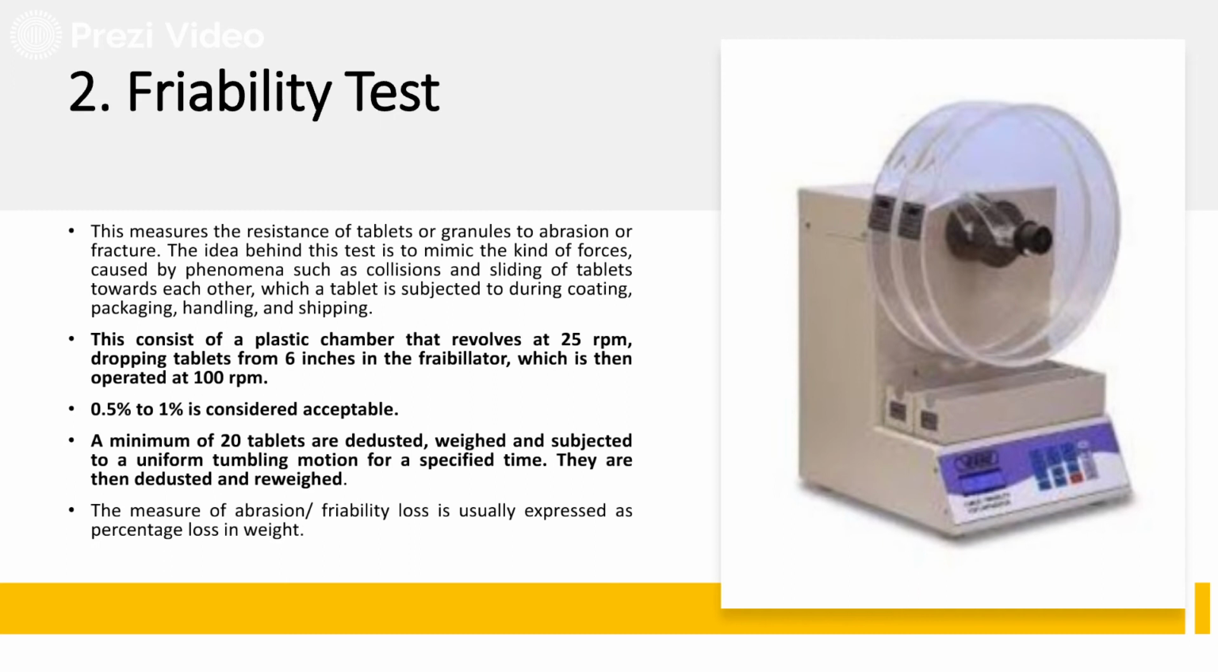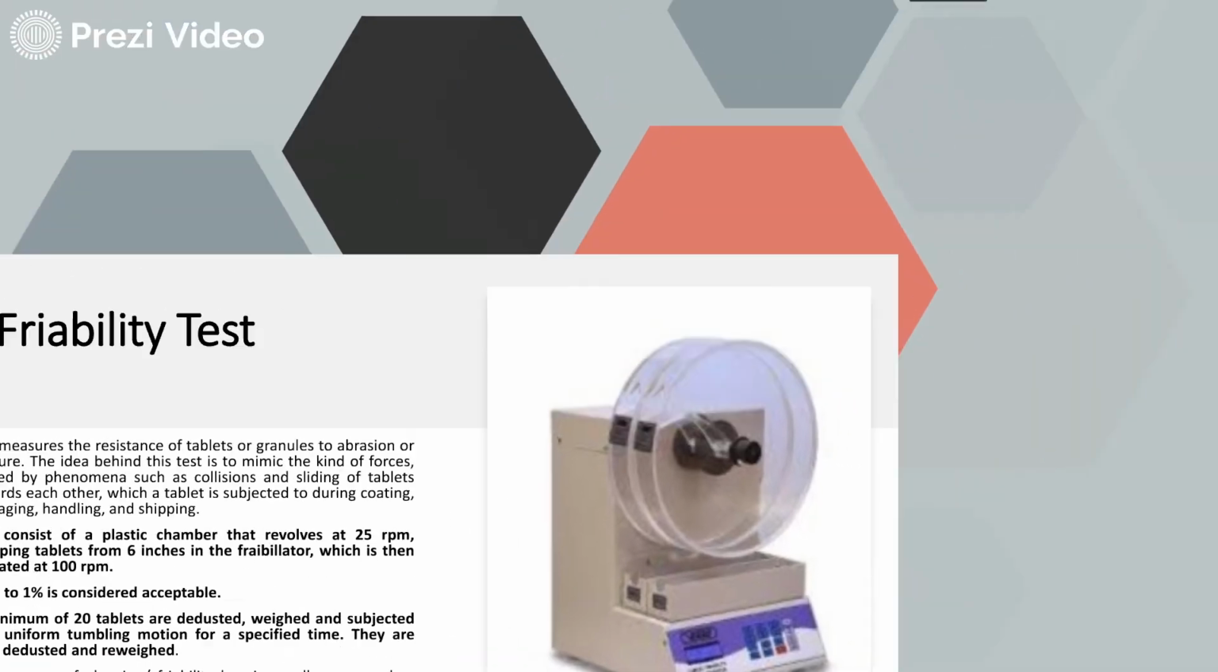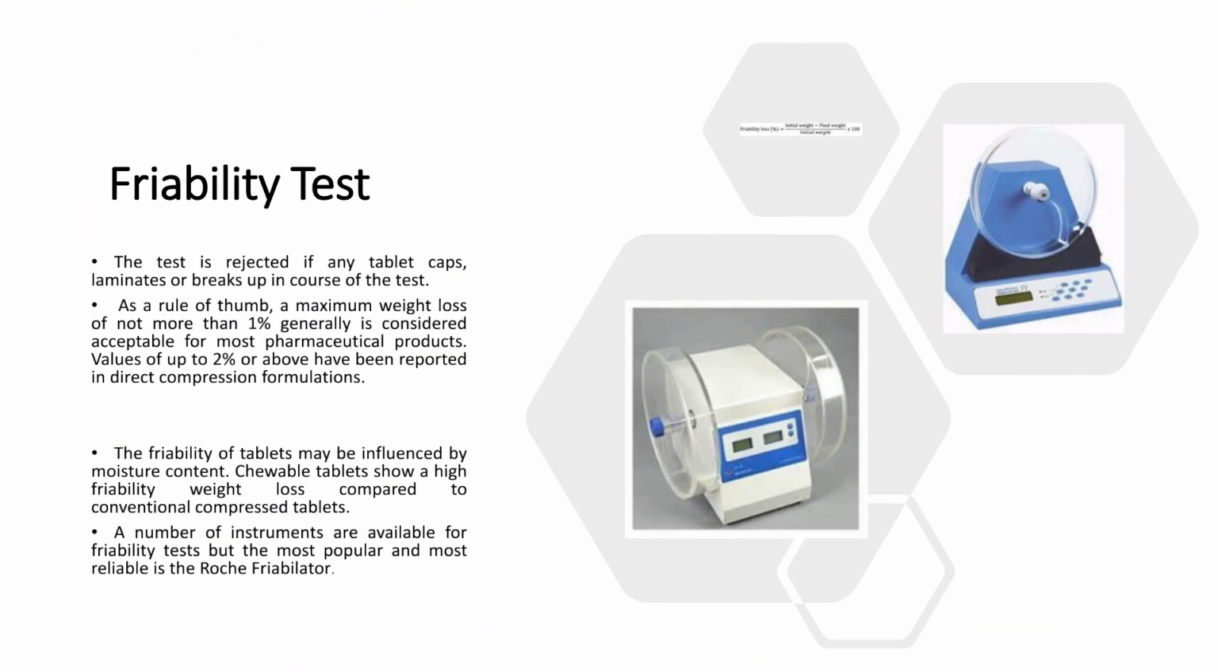So the measure of the abrasion or the friability loss is usually expressed as the percentage of loss in the weight. Now, the test is rejected if any tablet caps, laminates, or breaks up during the course of the test. This is not permitted at all. So, as a rule of thumb, a maximum weight loss of not more than 1% is generally considered acceptable.